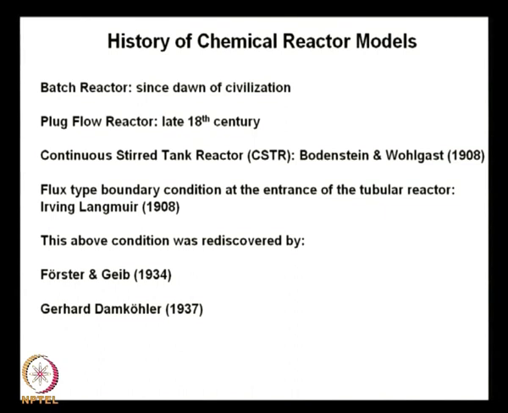along with Langmuir, I think he's probably the most famous chemical engineer of his times and our times. So, he rediscovered it in 1937. It was not rediscovered actually. What he did was, this is a landmark paper, the 1937 paper of Gerhard Damköhler, and it was published in German. And what he did in this paper was, he reviewed, like we are reviewing, the whole history of chemical reaction engineering in the 1937 paper.